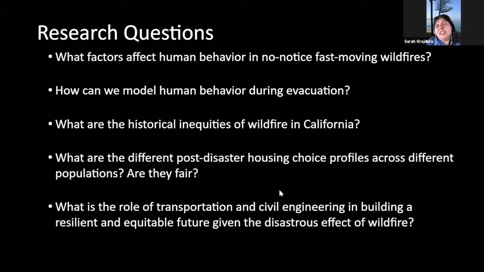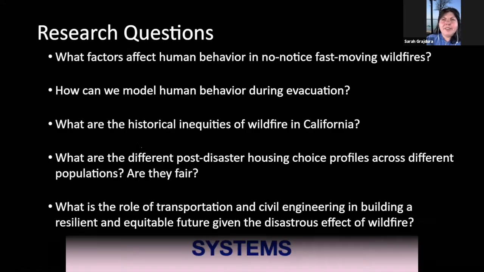So these are just some of the questions that I'm interested in in my research. Like I mentioned before, I am really interested in human behavior in these types of no-notice, fast-moving wildfires. When I say no notice, if we think of other disasters like hurricanes, or maybe in some instances flooding, we usually have an idea that something like that is going to come. It doesn't just happen really rapidly, but in the past 10 or so years in California, there's been a number of these very fast moving wildfires, which we don't really have notice for.